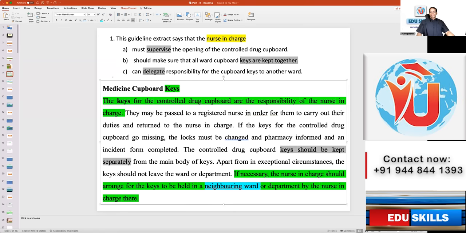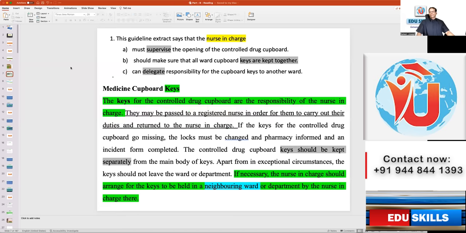And here also they may be passed to a registered nurse in order for them to carry out their duties and return to the nurse in charge. Actually, the answer is also given here. The conclusion is given here. Whichever you find easy, you can use. Once you are competent, you will find the answer in the second sentence itself. Then again, it's repeated, paraphrased in the last sentence.